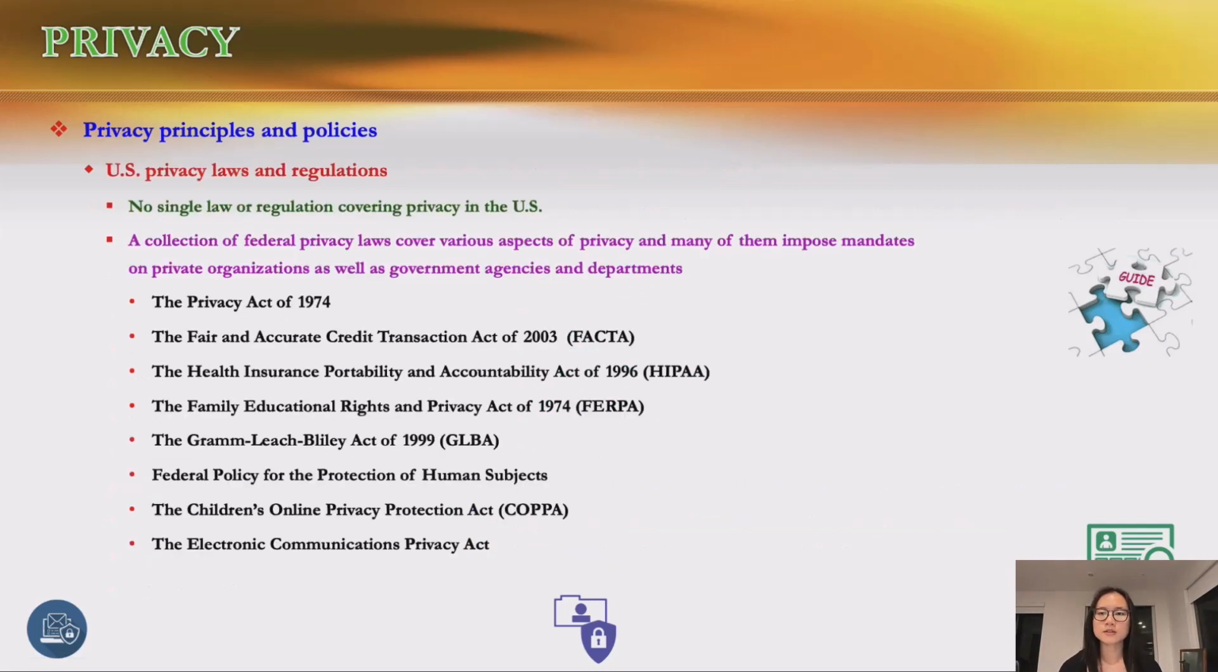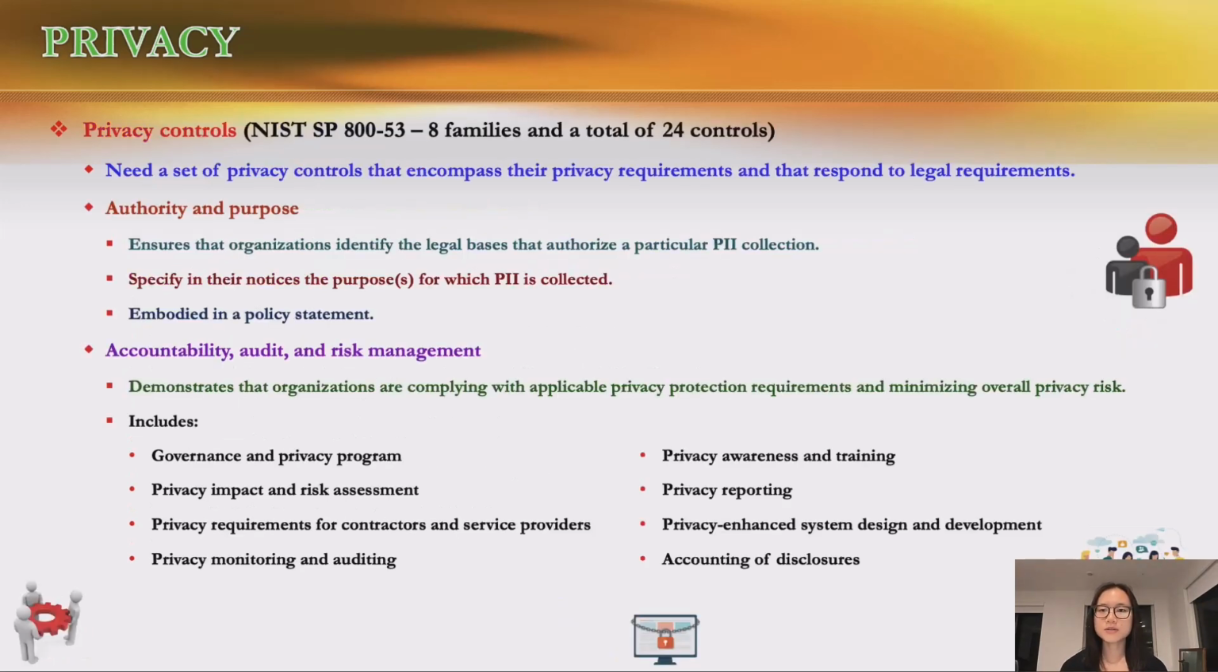In the US, there is no single law or regulation that deals with privacy. Rather, a collection of federal privacy laws handle various aspects of privacy, like healthcare privacy, national security privacy, e-commerce privacy, etc. Many of them impose mandates on private and public companies, as well as government agencies and departments. To counter privacy threats and comply with government laws and regulations, organizations need a set of privacy controls.